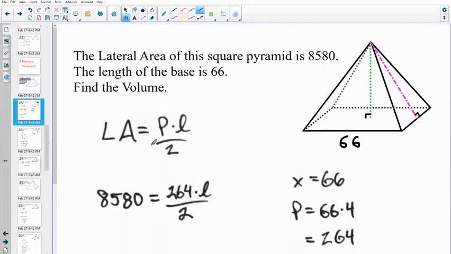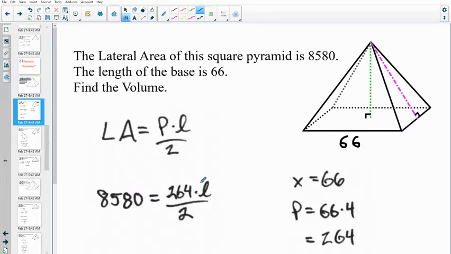The lateral area formula says lateral area is perimeter of the base times the slant height divided by 2. Now, in this case, we aren't given the perimeter, but if the length of this side of the base is 66, then the perimeter, since it's a square base, is 66 plus 66 plus 66 plus 66, or 66 times 4. So that gives me 264. That is the perimeter. I've been given the lateral area, so I plug that into the formula.